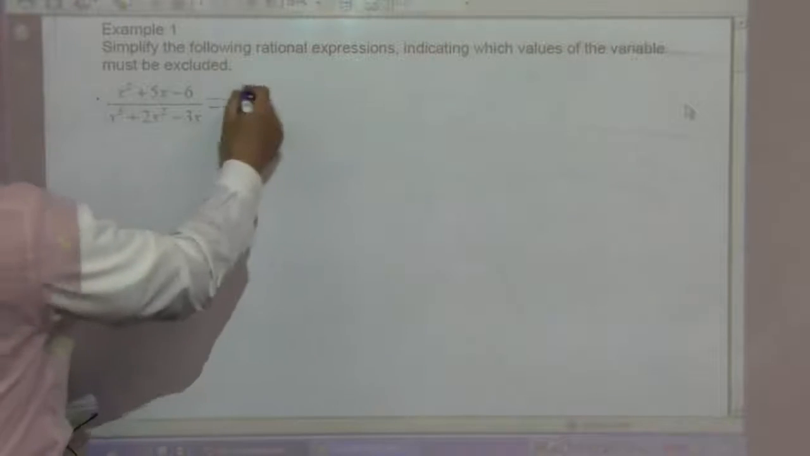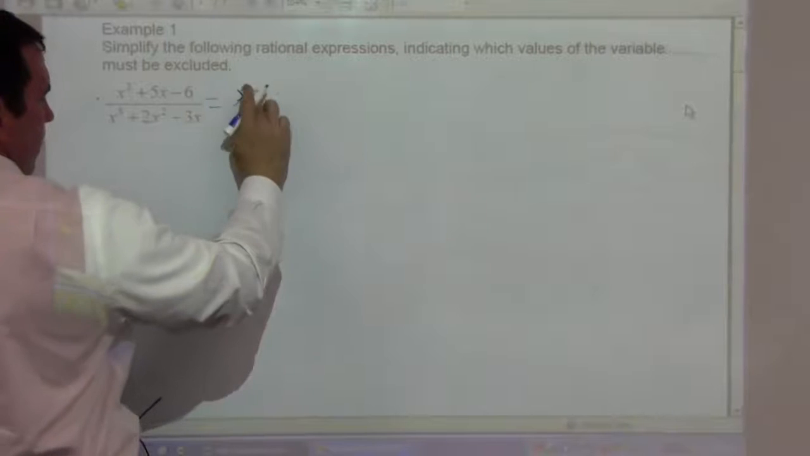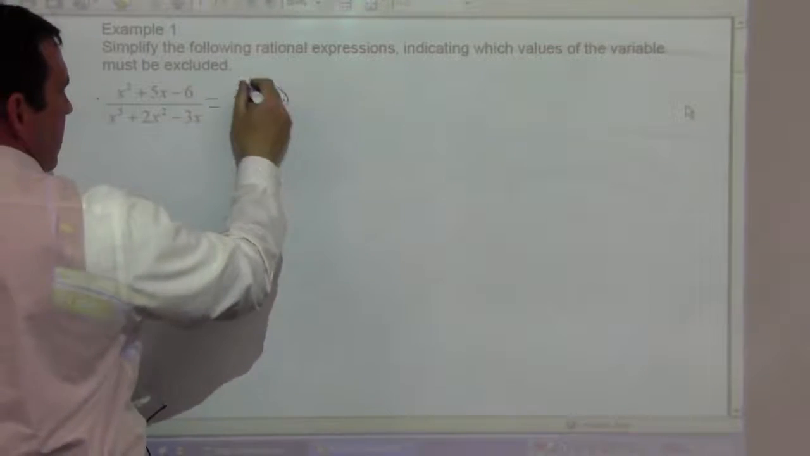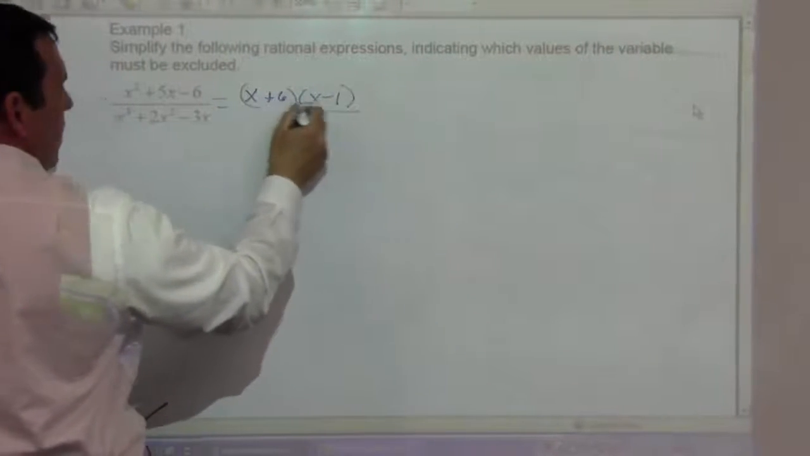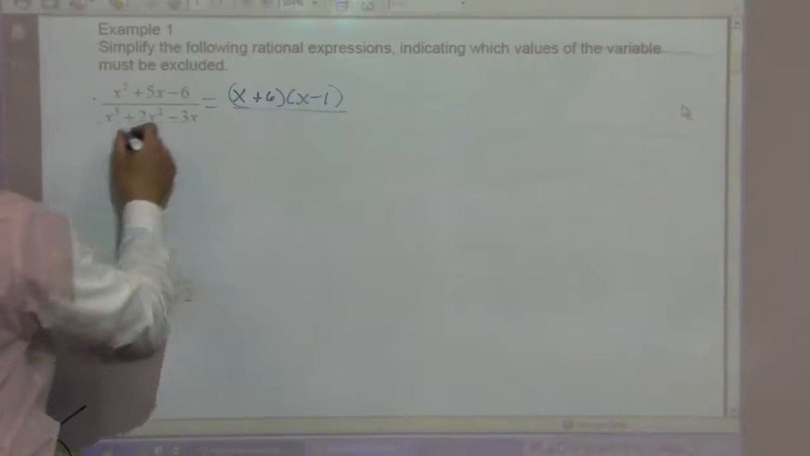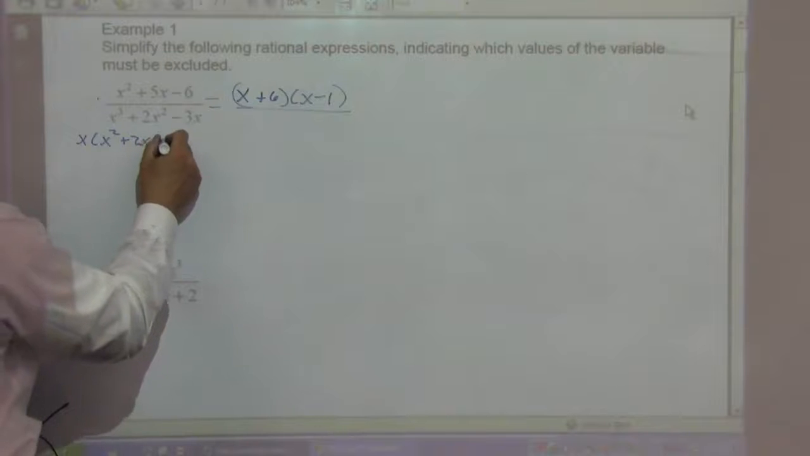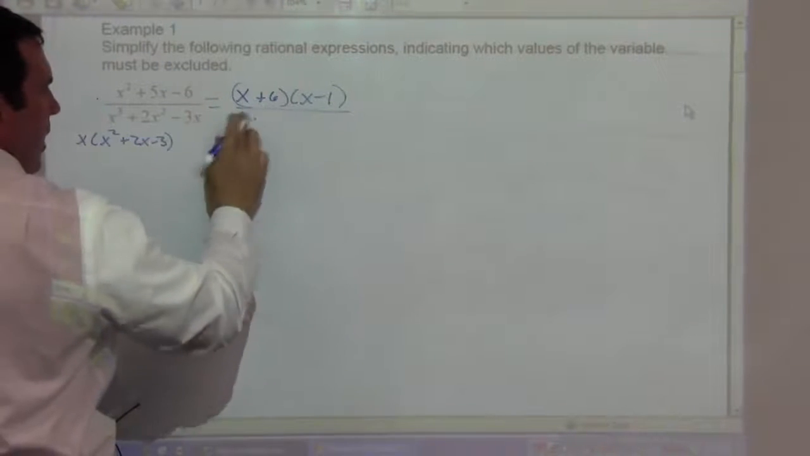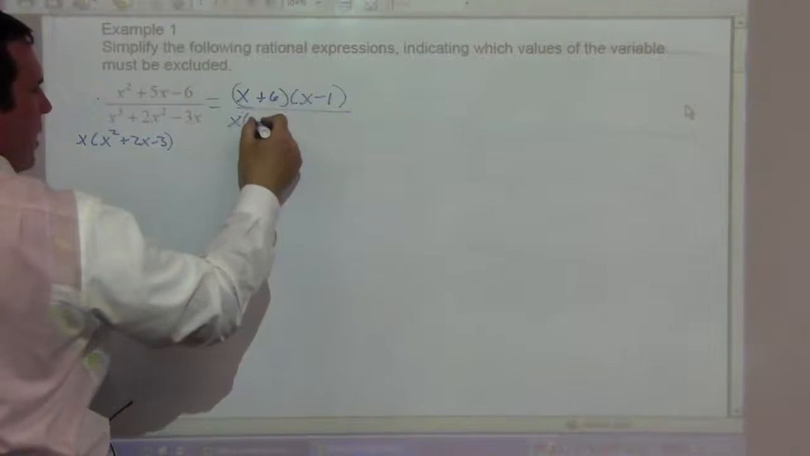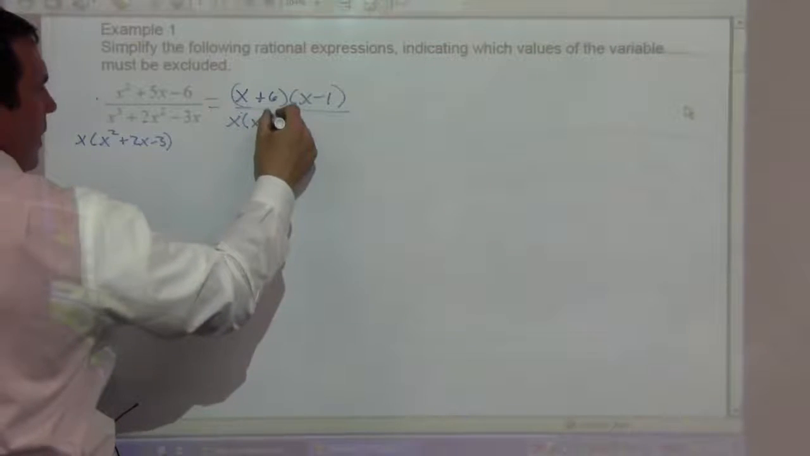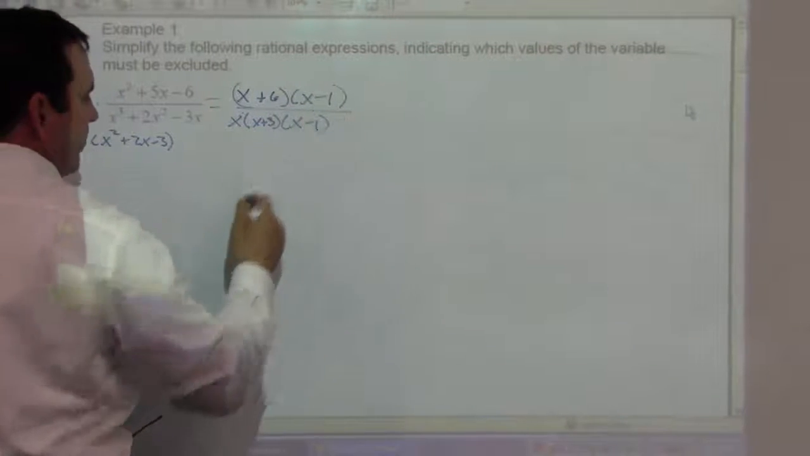What do we have here? That's going to be x plus 6 times x minus 1, looks like. Down below, I could pull an x out, and we'd have x squared plus 2x minus 3. That's going to be x times x plus 3 times x minus 1.